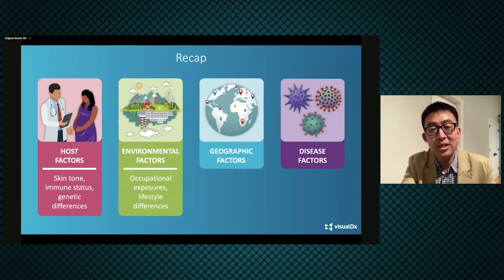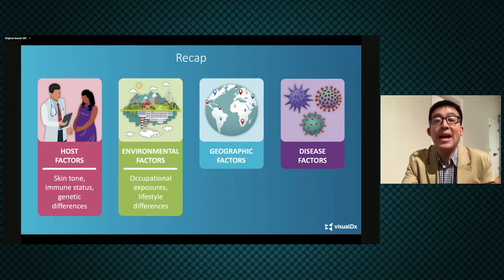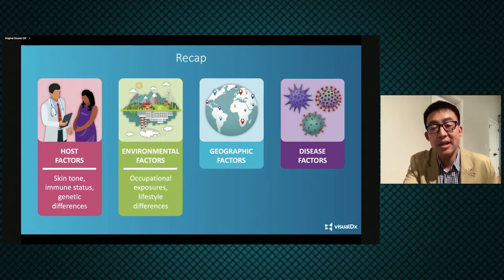Environmental factors are important to think about, such as occupational exposures. For example, we will regularly patch test dentists to different allergens because we know that they have very specific occupational exposures that the general public doesn't. Or lifestyle differences. What are the things you put on your skin? Do you go sun tanning? Do you not? Do you use a tanning booth? Hopefully not. But it's important to think about all of those things when we're evaluating our patients.